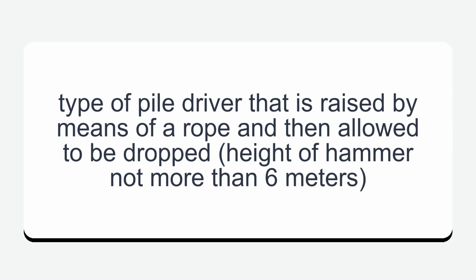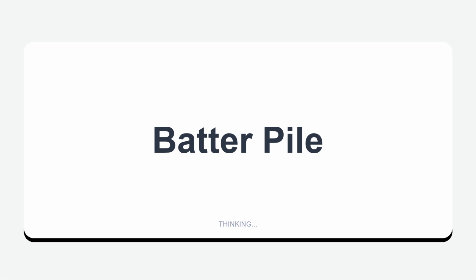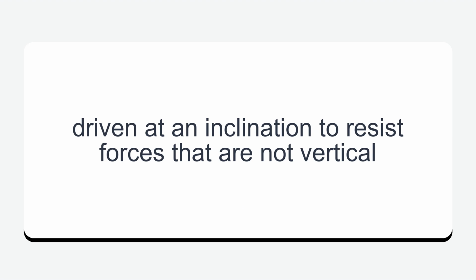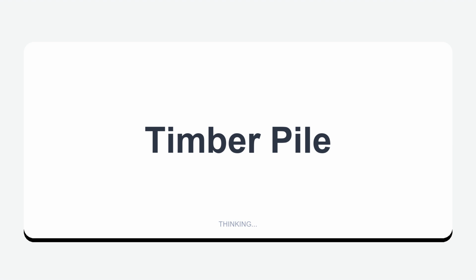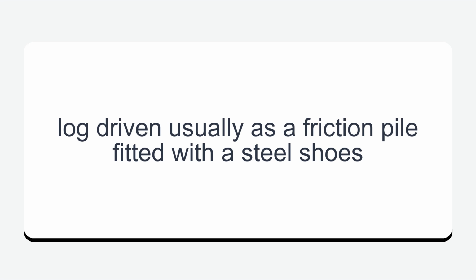Type of pile driver that is raised by means of a rope and then allowed to be dropped. Height of hammer not more than 6 meters. Batter pile: driven at an inclination to resist forces that are not vertical. Timber pile: log driven usually as a friction pile fitted with a steel shoe.